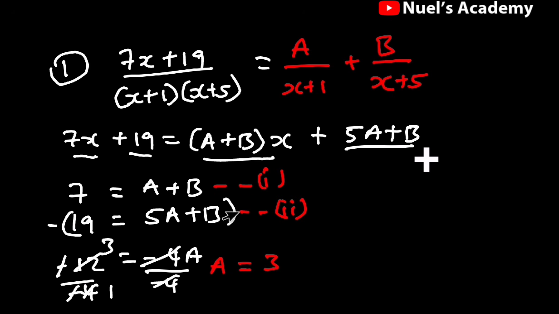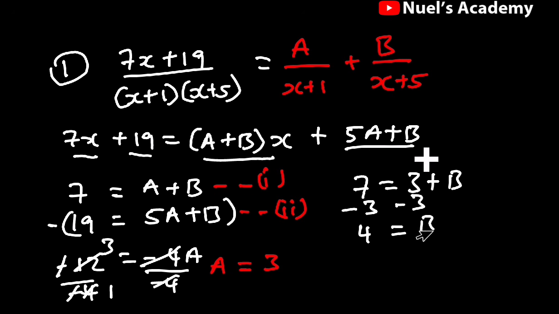Now from equation I, let's find the value of b by substituting a to be 3. So we're going to have 7 equals 3 plus b. So let's subtract 3 from both sides. 7 minus 3 is equal to 4. 3 minus 3 is 0. Then we have 0 plus b is equal to b. So this implies that b is equal to 4. So a is equal to 3 and b is equal to 4.